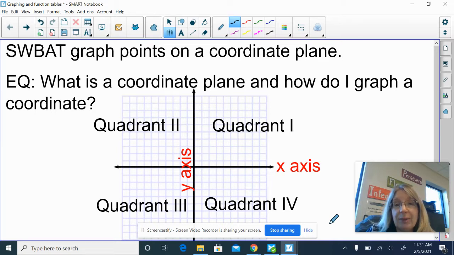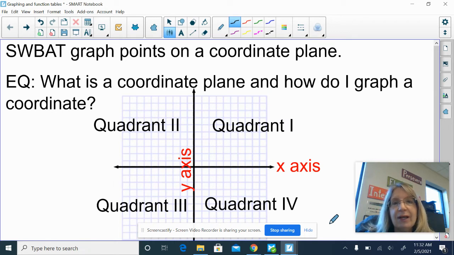Hey, a coordinate plane. The essential question is, how do you graph an XY coordinate on a coordinate plane? MCA tests love this question. They love to ask you, is this XY coordinate in quadrant 1, quadrant 2, quadrant 3, or quadrant 4? It's on our wall in the room, but we have to cover the wall. So just kind of learn it now.